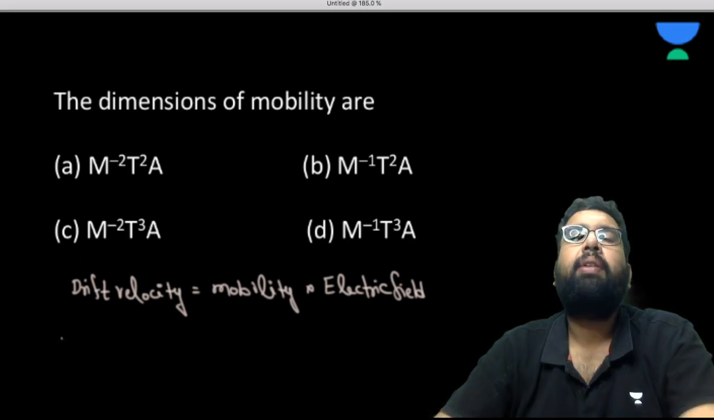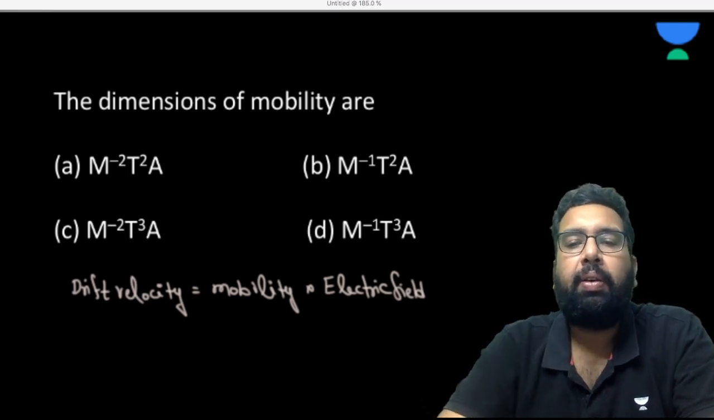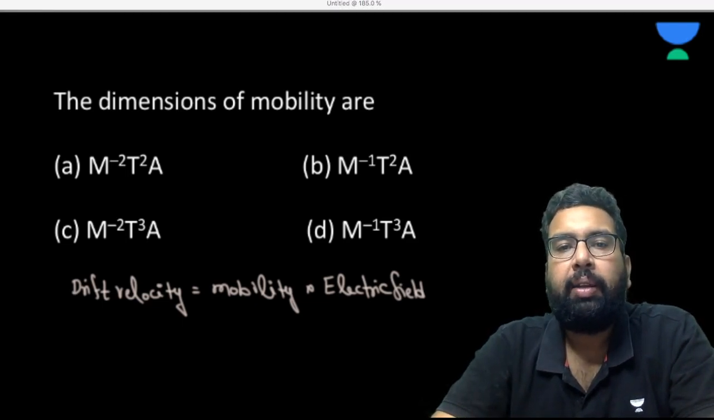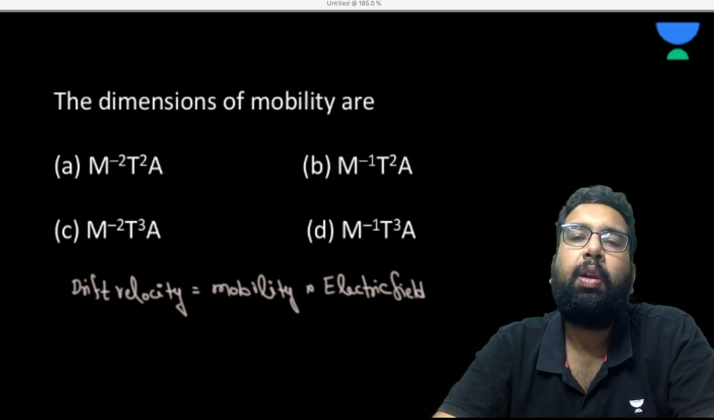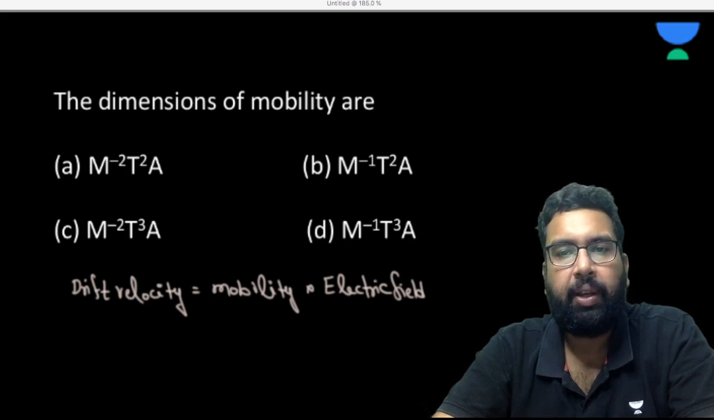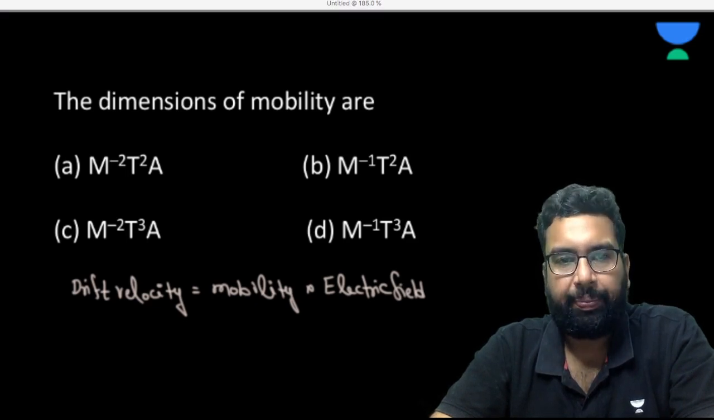Right, so we are asked about the dimension of mobility. See, you can get the dimension of any parameter if you have the formula for it, or if you have the unit for it. By means of those, I'm sure that you will be able to get the dimension of any quantity. So what is the formula here? Drift velocity is equal to mobility into electric field.